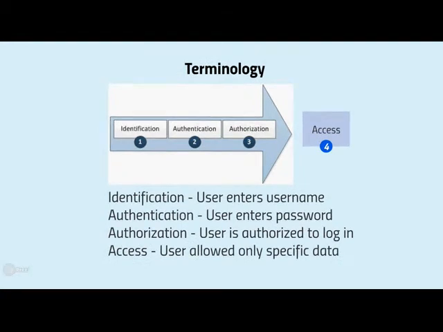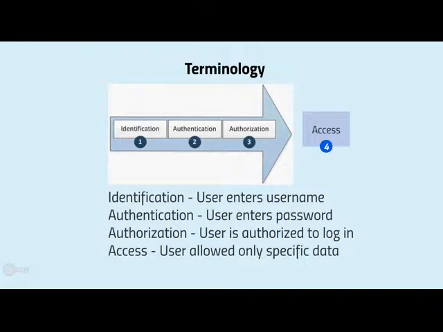Some access control terminology. The action of identification is a review of credentials, and the process on the computer is entering the username. The action of authentication validates credentials as genuine, and the user provides a password. The action authorization permits permission granted for admittance, and the computer process is the user is authorized to log in. And then the action access. Rights are given to specific resources, and the user is allowed only specific data.